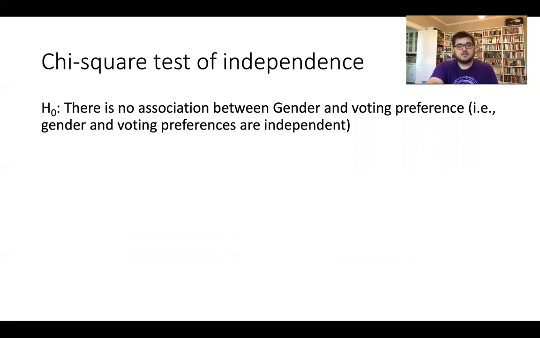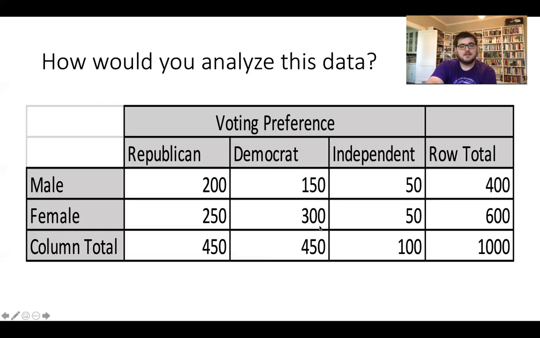And the logic here should be very familiar. We start with a null hypothesis, and the null hypothesis is there is no association between gender and voting preference. In other words, gender and voting preference are independent. Knowing what gender someone is doesn't tell you anything about their voting preference, and knowing their voting preference doesn't tell you anything about their gender. That's the null hypothesis.